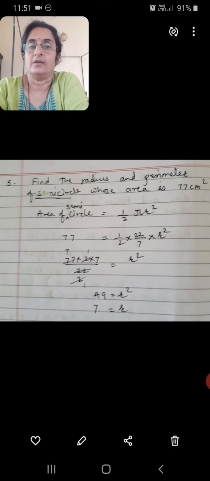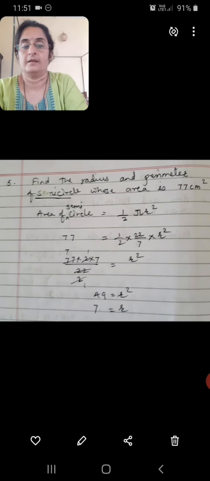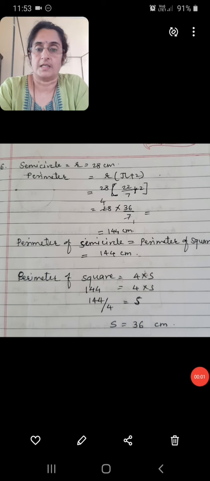Using that r's value, we are going to find out the perimeter. What is the perimeter formula? r in the bracket pi plus 2. R's value you have to take as 7 and then find out the perimeter. That I have not done here. You have to find out the perimeter also, children. Let us go to question number 6, children.